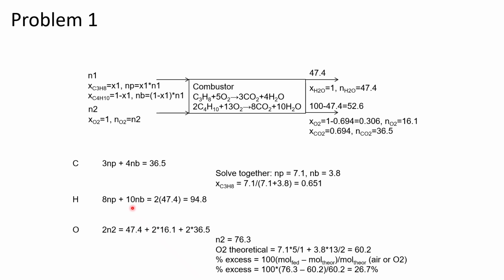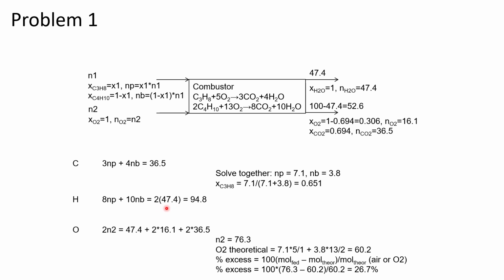Butane has 10 hydrogen atoms per butane molecule, so we'll take 10 times the flow rate of butane. There's no hydrogen that comes in with the oxygen, so this is the total hydrogen coming in. We're going to set that equal to the hydrogen that comes out. Look at the water up here. There is hydrogen that comes out with the water. There are 2 hydrogen atoms per water molecule, so we'll take 2 times the water flow rate, which is 47.4.